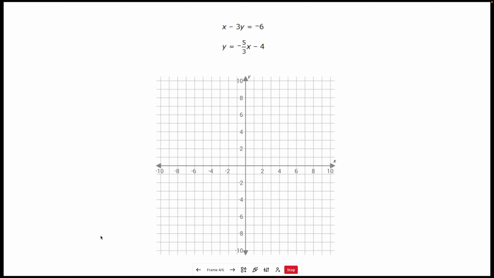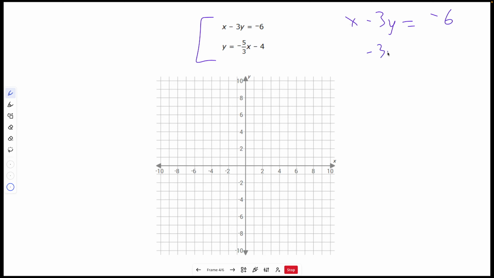Here we go. So here we have a system of equations. And maybe you've learned some different ways of solving systems of equations, but this way is just by graphing alone. So let's take that first equation and turn it into slope-intercept so we can graph it easily.